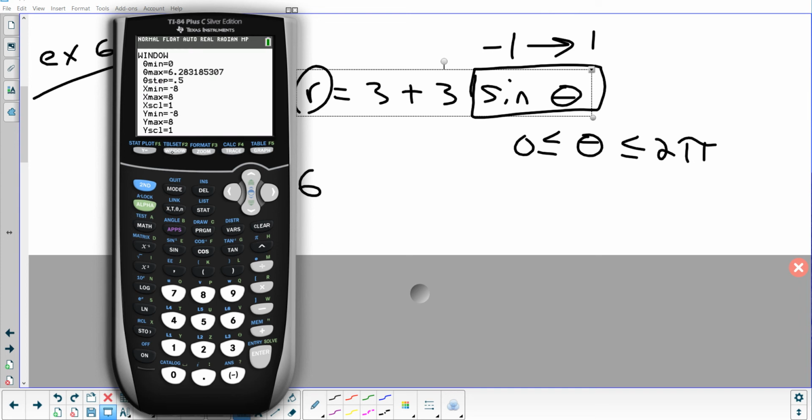Yep, your theta step. Yeah, my theta step has to be smaller. Increments of 0.5 are too big of increments. Think of it as like stairs that are too far apart. Right? We don't want that. What would be a better theta step than 0.5? Yep, 0.1. Okay, let's do 0.1.